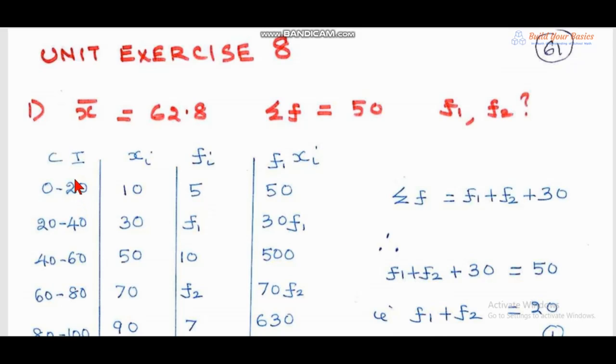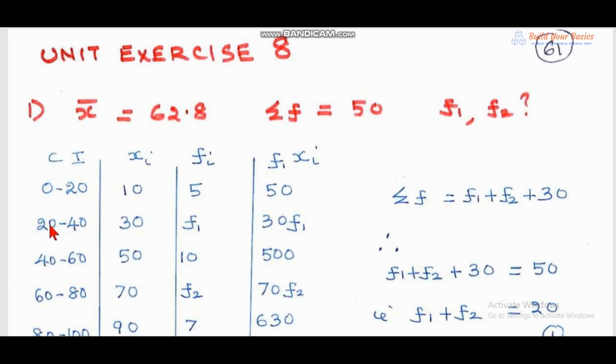So we have the mean x bar equal to 62.8. Total frequencies is 50. Class intervals 0 to 20, 20 to 40, 40 to 60 and so on. Let us find xi, the mid values of class intervals. 0 to 20, 0 plus 20 divided by 2, 10.